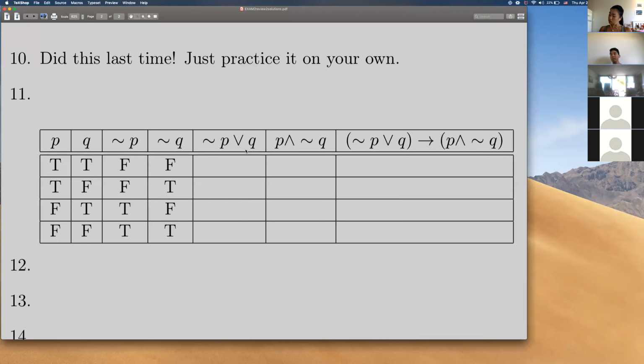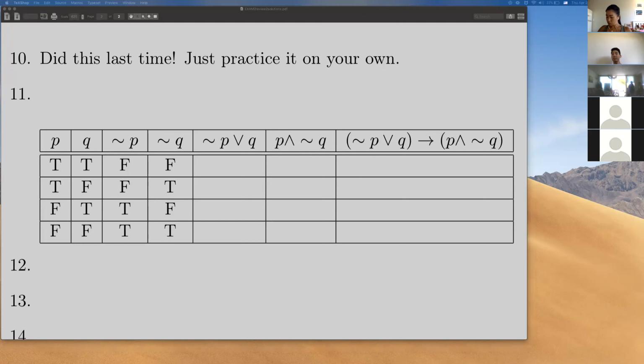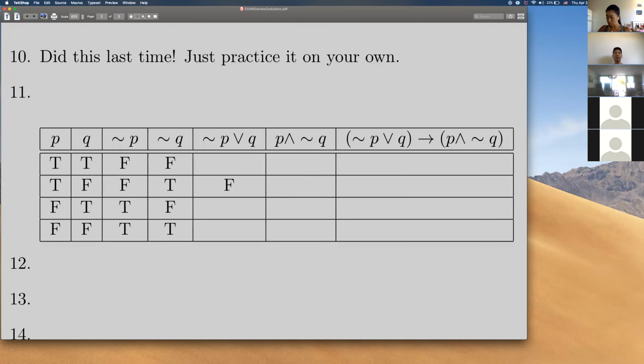And then not P or Q. Here's not P, here's Q. We're combining these two guys with an OR. So for OR statements, remember, the one I want to look for is if they're both false, because that's when it's false. In all other cases, it's true. So here's the false one right here in the second row. You fill that in. And then the rest are going to be true.